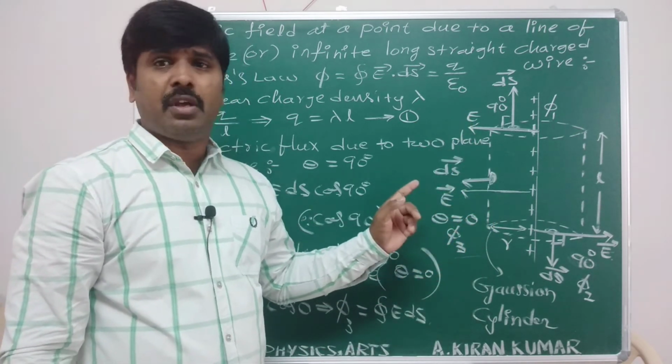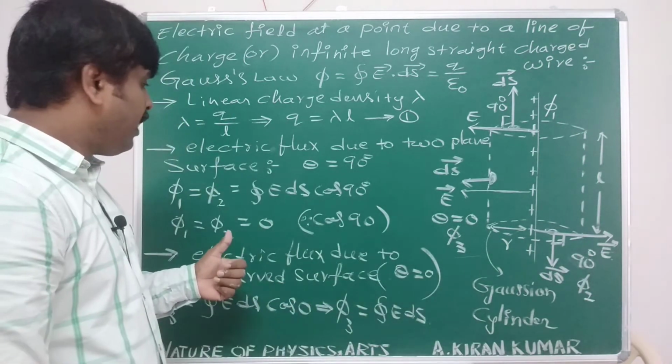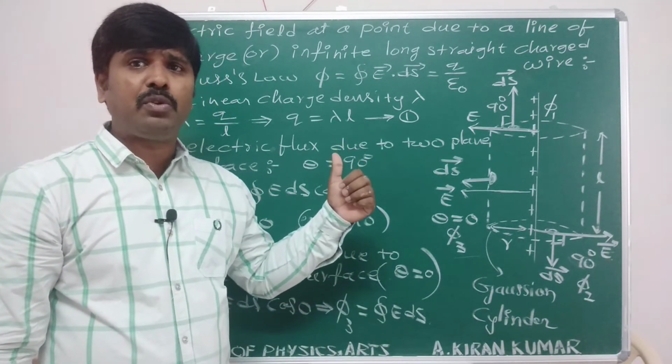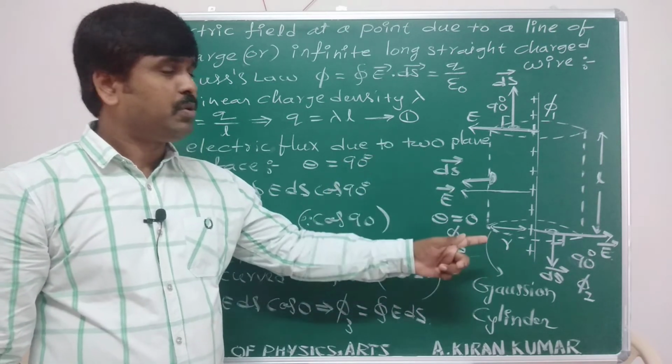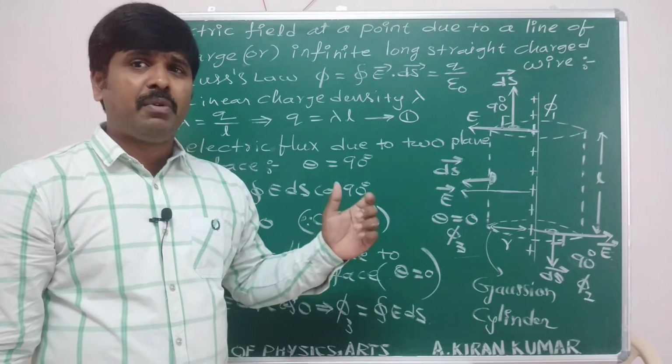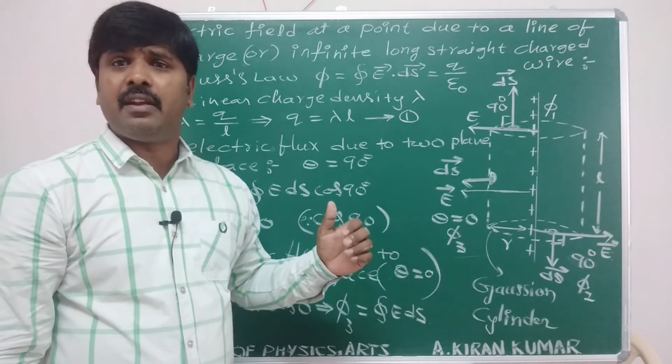Next, based on the total flux, that is phi is equal to phi 1 plus phi 2 plus phi 3, where phi 1 and phi 2 are due to the plane surfaces and phi 3 is due to the curved surface, then we will get the electric field intensity.